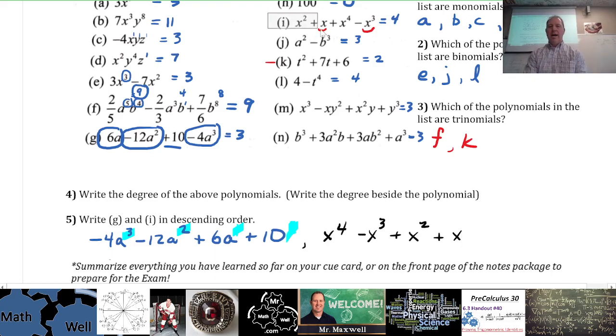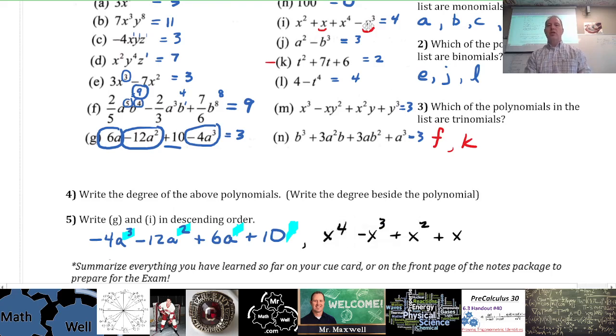So again, we're looking at I right here. The term with the largest exponent on the variable is the x to the 4 there. So it's a plus x to the 4, so that's why it's a positive x to the 4 that I write first. You don't have to write the positive sign for the very first term. You obviously have to write the negative sign for the very first term, but you don't have to write the positive sign for the first term, okay?